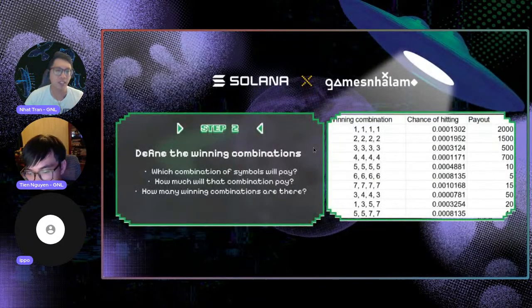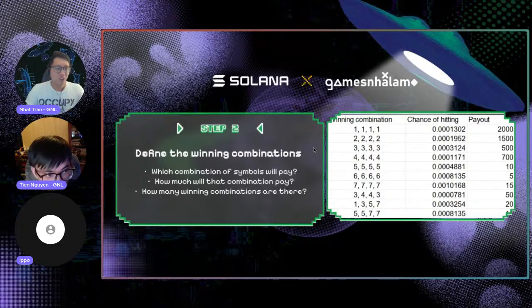Okay, so for step two, you have to define the winning combination. You have to ask yourself which combinations of symbols will pay. This is also very important, right? Because you can choose whatever you want. You can choose 1, 2, 3, 4 as the winning combination, right? Okay, that's fine. But you might also want to ask yourself what is the easiest way for the player to understand that this combination is a winning combination.